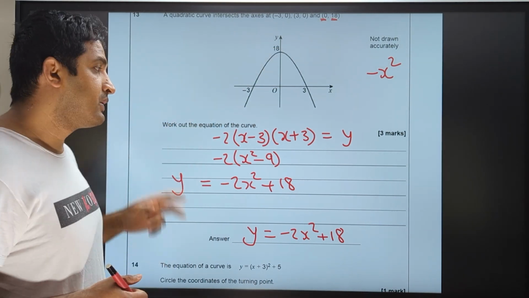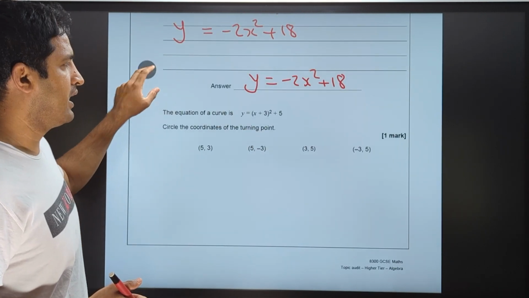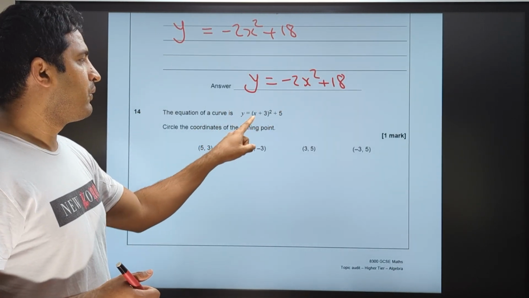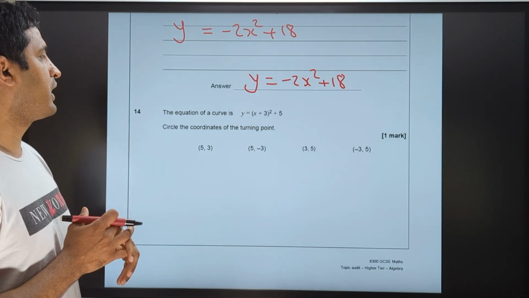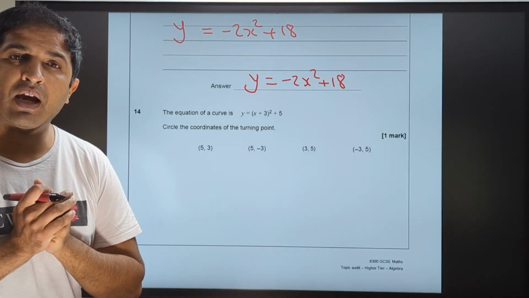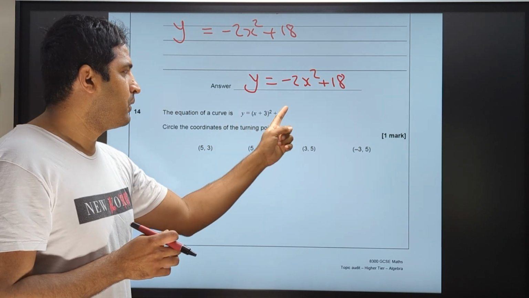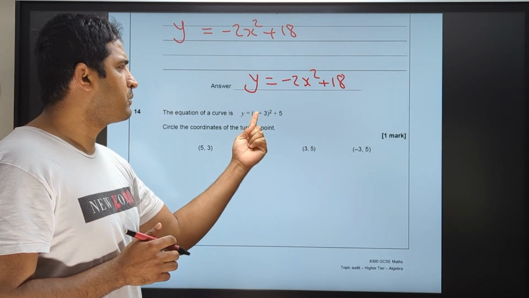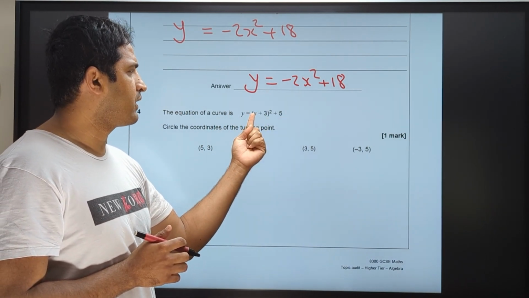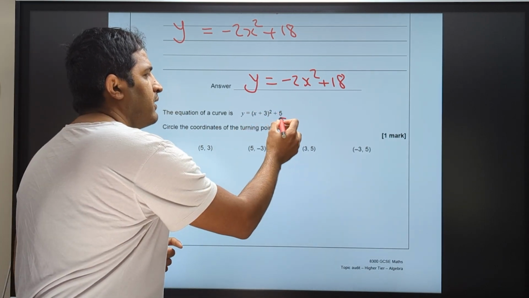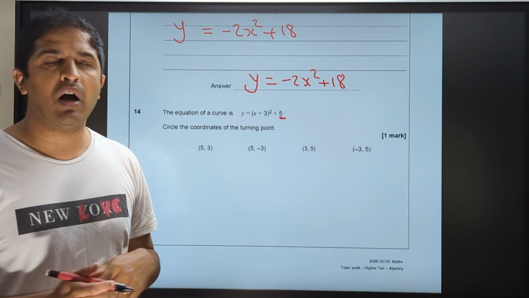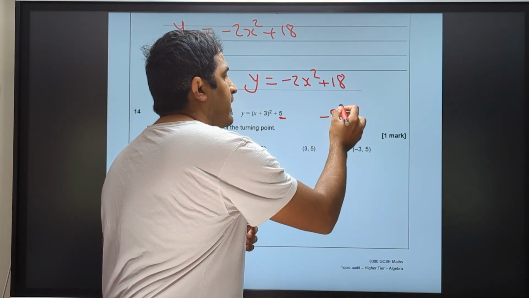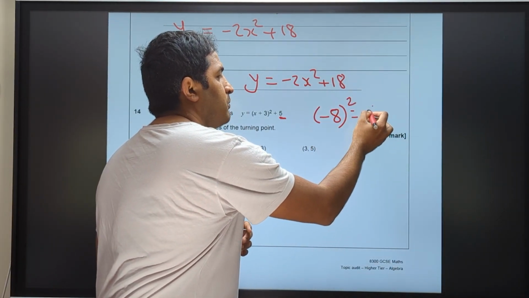What it means is, what's the biggest or the smallest y value you can get when you complete that square? So the smallest y value you can get here, is that going to be 5? Because any time you square a number it is always going to be positive. What's negative 8 squared? It's going to be 64.